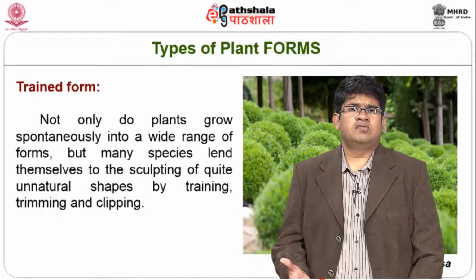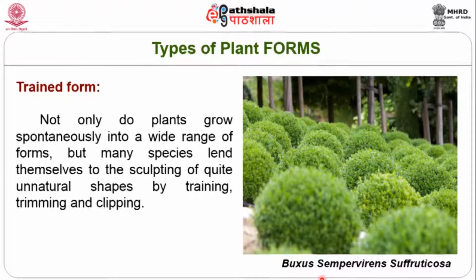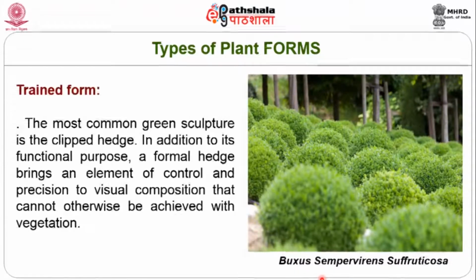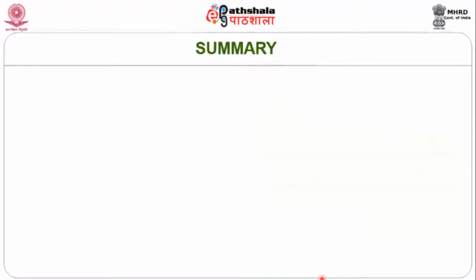And then we have the trained forms, more like topiary, where the leaves are sculpted by trimming and clipping, and also by training. So this we call a trained form. It's a clipped hedge kind of situation. It brings an element of control because of its strict symmetrical character. There's a certain kind of control and precision. The visual composition can be designed and taken in that particular way. So you can decide the visual expression of that particular planting.